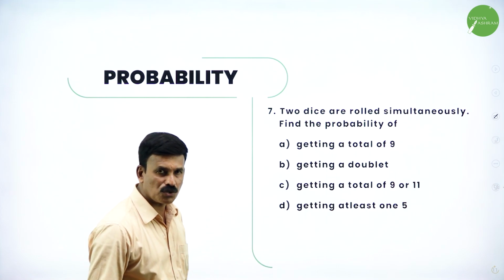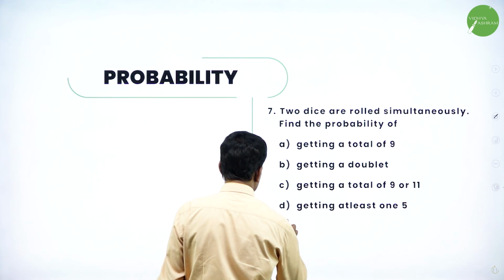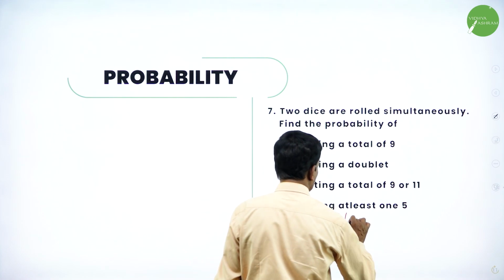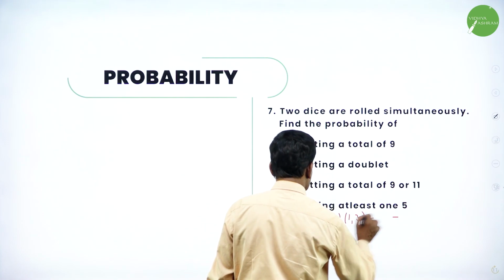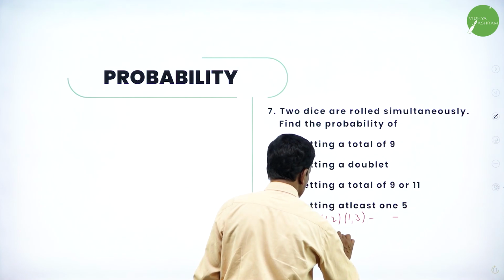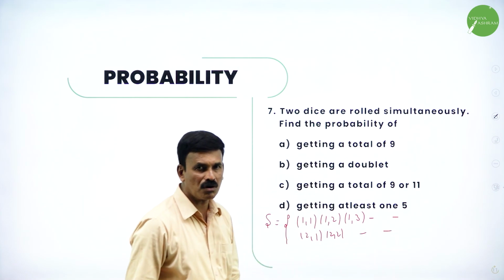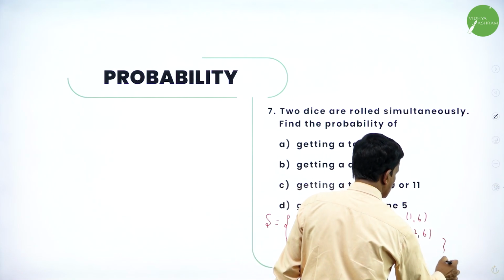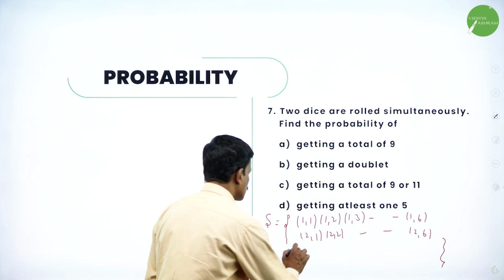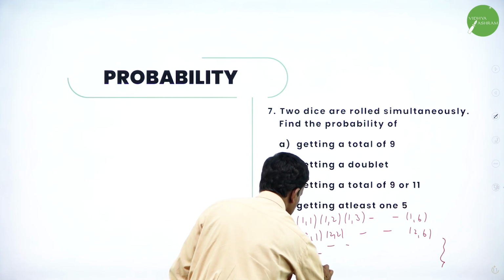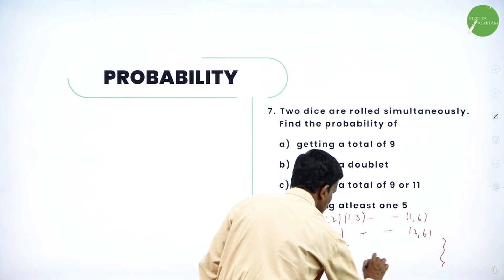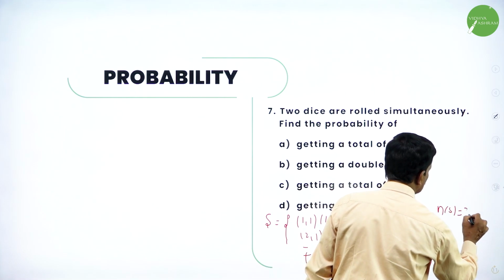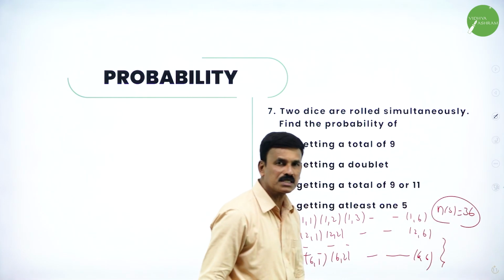Now, if two dice are rolled simultaneously, what is the sample space we are going to get? The sample space is 1,1; 1,2; 1,3; then similarly 2,1; 2,2. Like that, the last in the first row is 1,6, then 2,6, and the last one is 6,6. Totally n of S is equal to 36 events. So the sample space contains 36.